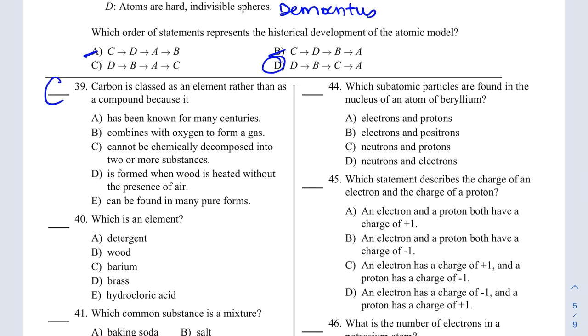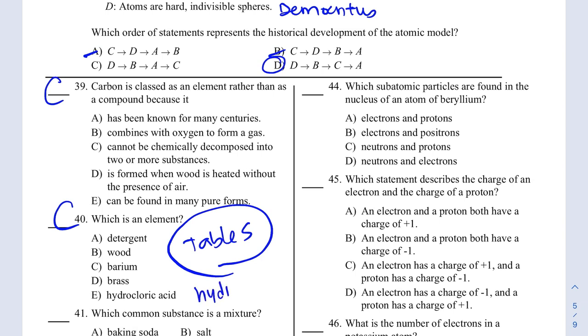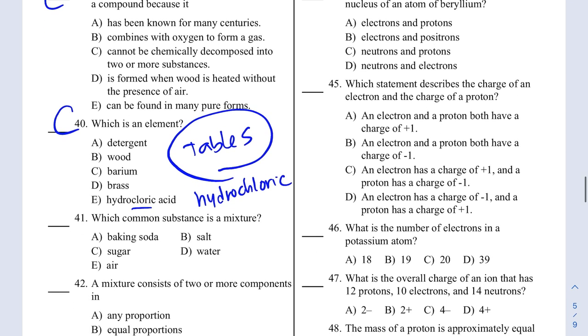Which is an element? Detergent, wood, barium, brass, hydrochloric acid. Are you kidding me? If you really didn't know, Table S has all the elements, and that would be C, barium. I thought hydrochloric acid had an H. I think this is spelled wrong. Oh well.